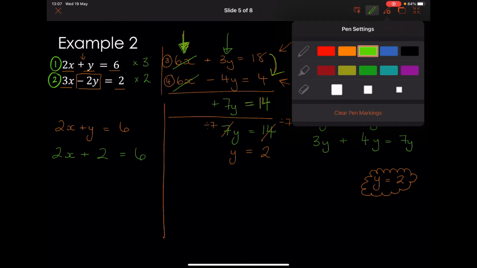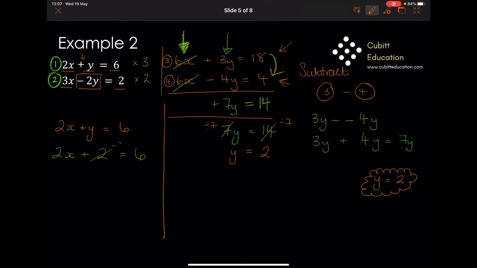So I'm going to subtract 2. Okay, I'm going to technically move that 2 over by subtracting it, giving me 2x equals 4. Again, if you're not sure about linear equations and solving them, you must go and watch that video. And then I'm going to divide by 2 to tell me what x is. So 4 divided by 2 is 2. So x must also be 2.